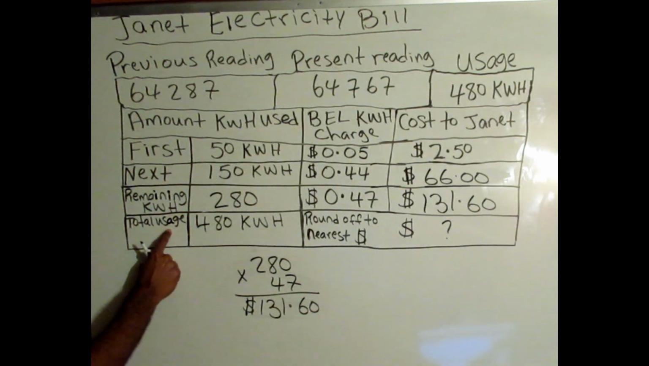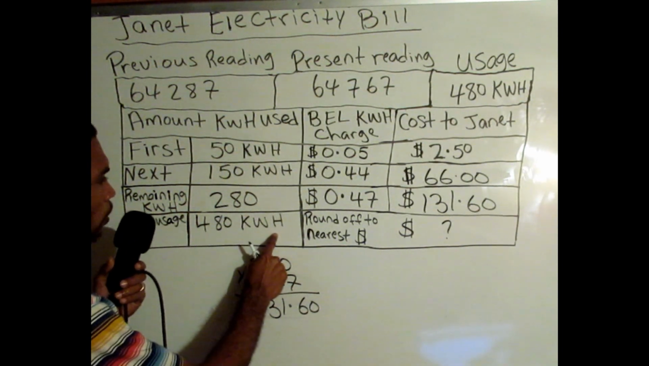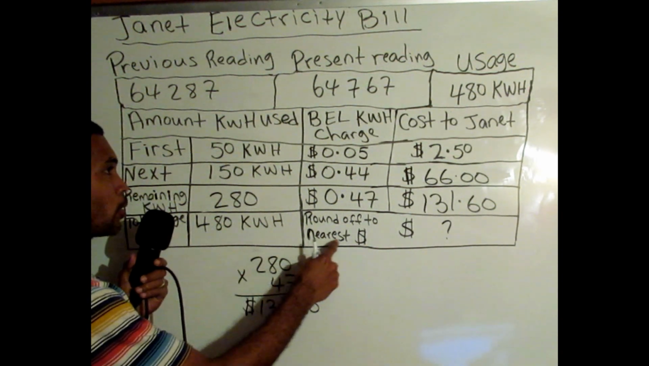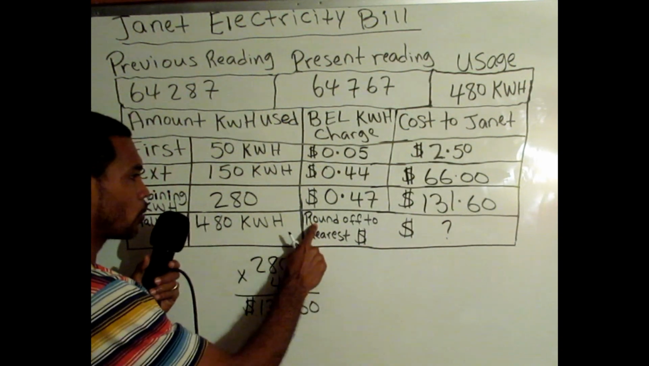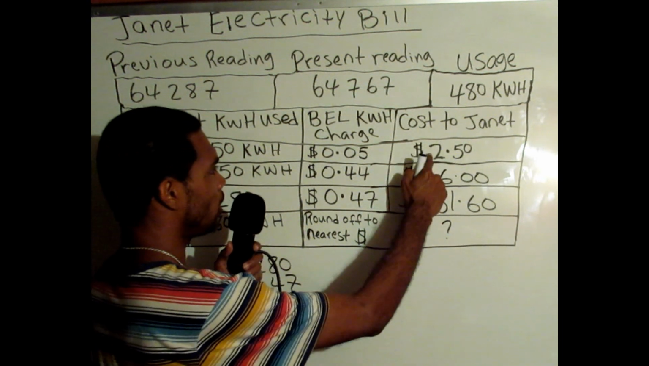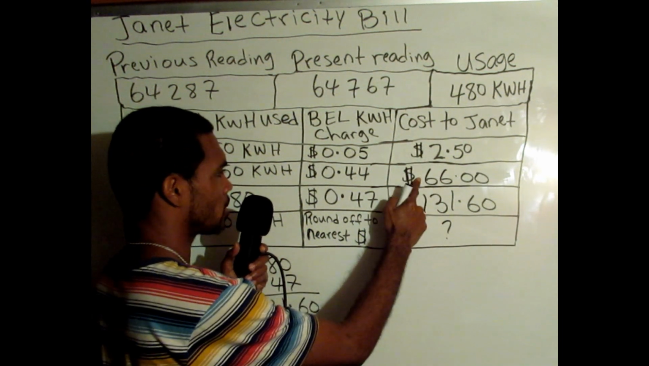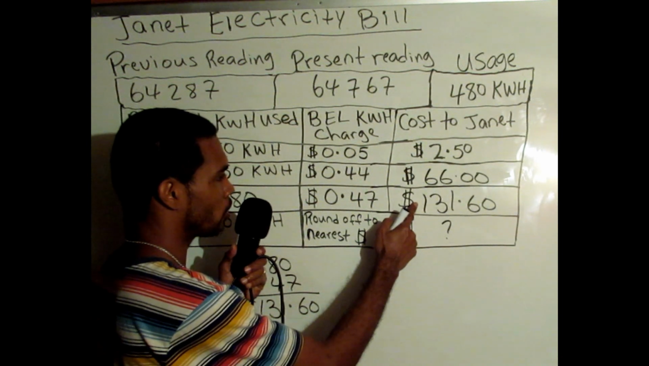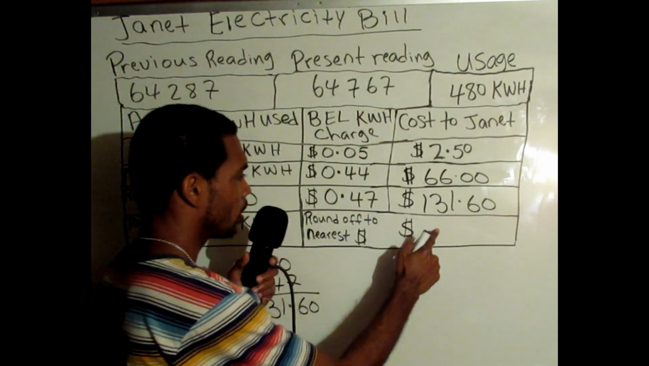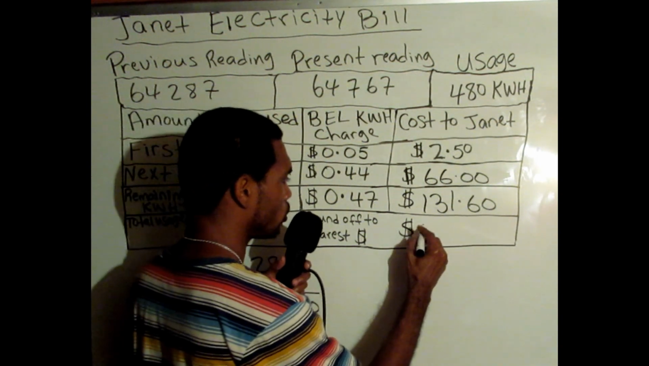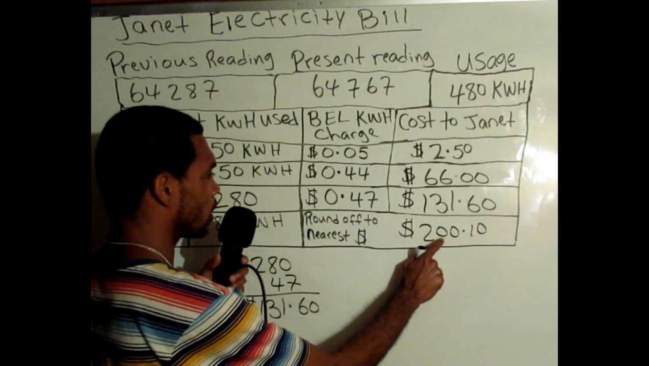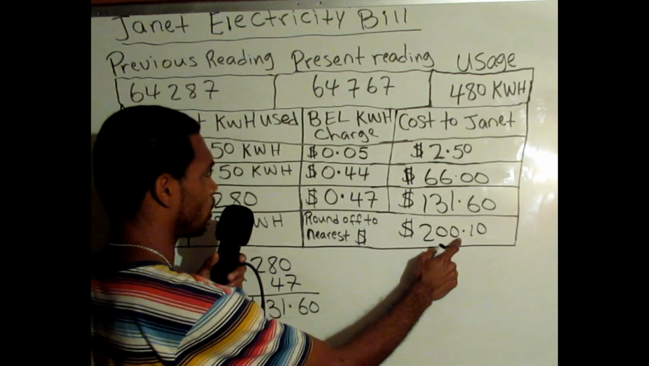Then, so it says the total usage, 480 kilowatts. Remember, this part is very important. It says after you add up these three, you're going to round it off to the nearest dollar. We need to add $2.50 plus $66 plus $131.60. And when we add all these together, it comes up to $200.10.